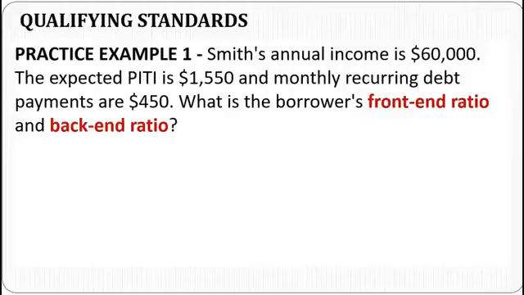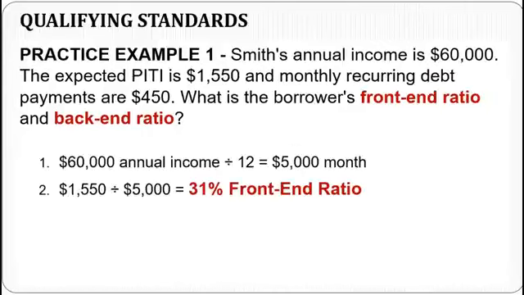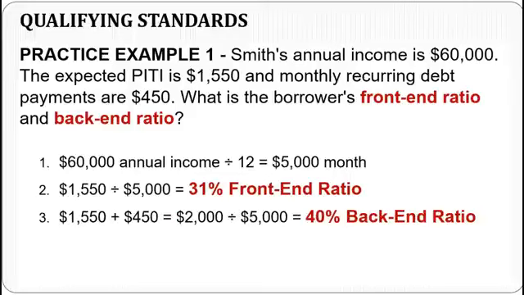So the first thing you had to do is calculate the gross monthly income. $60,000 divided by 12 should have been $5,000. Then you can calculate the front, which would have been $1,550 divided by the $5,000. You would have gotten 31%. And then you calculate the back, which would have been the $1,550 plus the $450 divided by the $5,000. The back end would be 40%. That's how you calculate the front end and the back end.